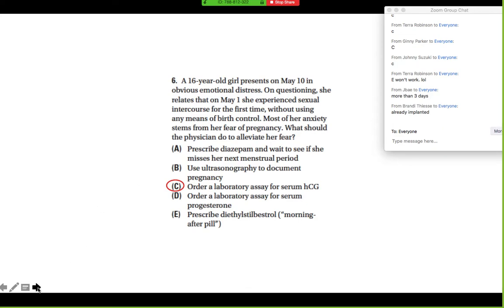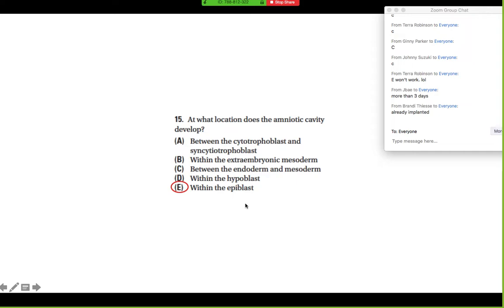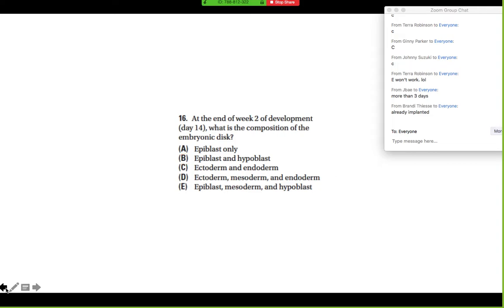Okay. All right. Well, I gave that one away to you guys. Okay. So, at what location does the amniotic cavity develop? So that's within the epiblast. Okay. So at the end of week 2 of development, what is the composition of the embryonic disc? Yeah, so epiblast and hypoblast.